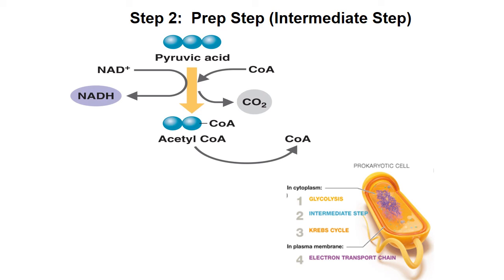So in the prep step, we take pyruvic acid, we lose a carbon to get a 2-carbon molecule. That 2-carbon molecule combines with coenzyme A to form acetyl-CoA. We also do everything twice because we started off with 2 pyruvic acids. So 2 pyruvic acids, 2 carbon dioxide, 2 acetyl-CoA. We also make 2 NADHs. What you're going to notice about this step is we are not making any ATP. This occurs, as you can see over here, in the cytoplasm of our cell.